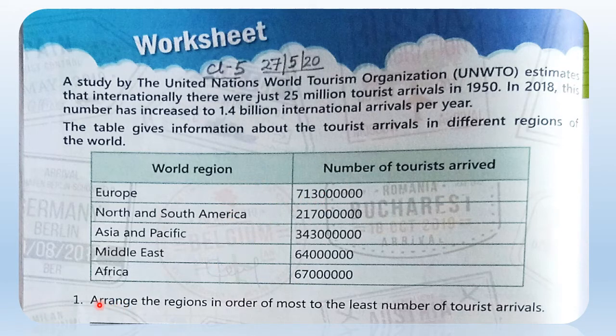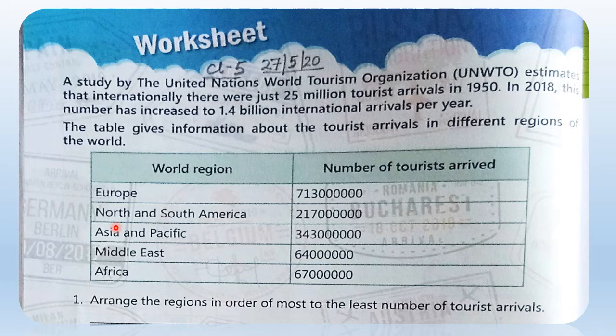So, first one is arrange the regions in order of most to the least number of tourist arrival. So, for the answer of this, you'll have to arrange the regions, not the numbers. Okay, only these regions you'll have to arrange. You'll have to write the names of these regions from most to the least. That means decreasing order. In decreasing order of the number of tourists arrived in these regions.